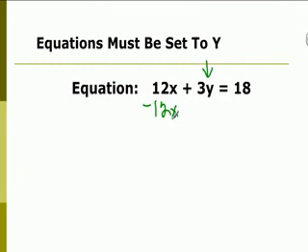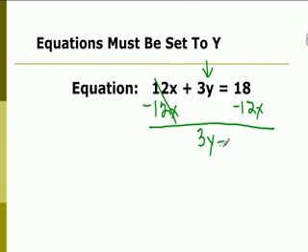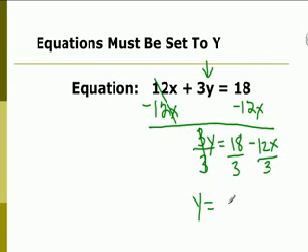So we're going to subtract 12x, get rid of it here, so we have 3y equals 18 minus 12x. Now we have to divide by 3 to get y by itself. That cancels out, so we're left with y equals 18 over 3, which can be said as 6, minus 12 over 3, which can be said as 4. You do 18 divided by 3, which is 6, and 12 divided by 3, which is 4.